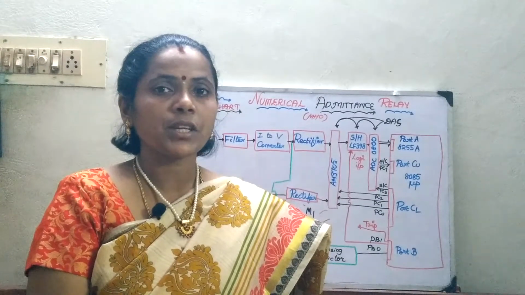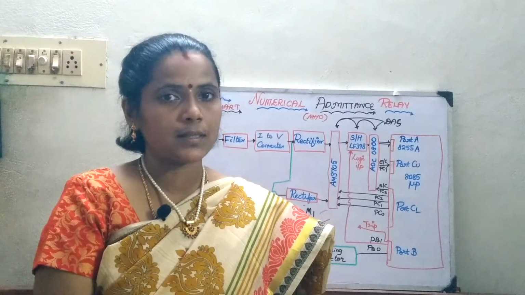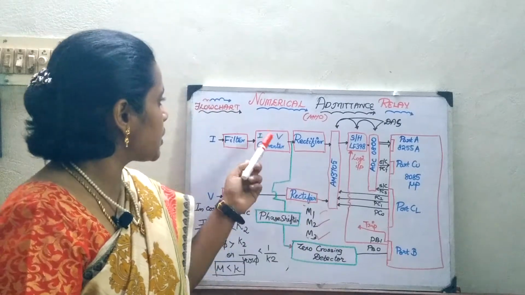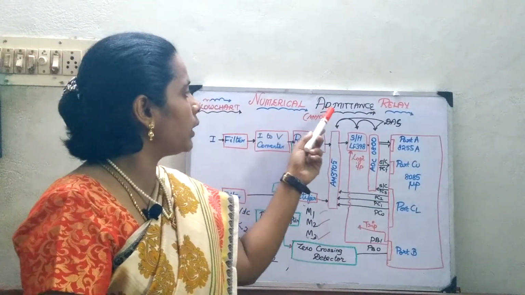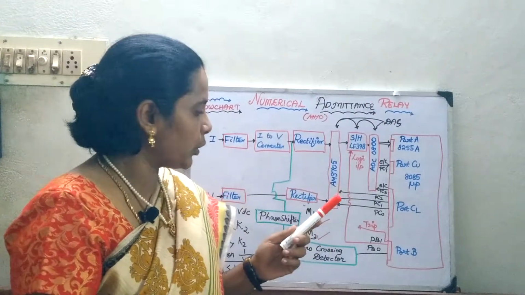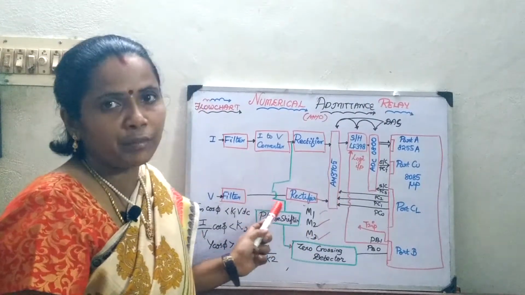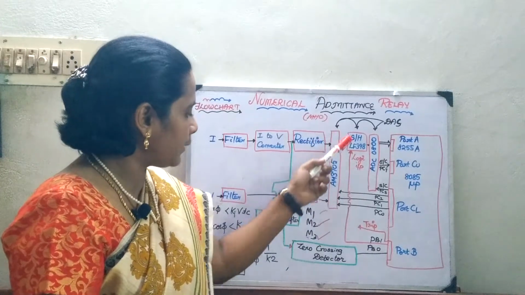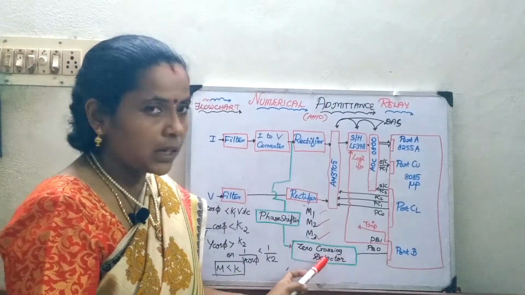In the last session, we have seen about the reactance relay. So now in today's session, we will be seeing about the numerical admittance relay. Here, with respect to your previous circuitry, we are just going to make a small modification. With respect to your reactance relay, we have added a zero crossing detector.